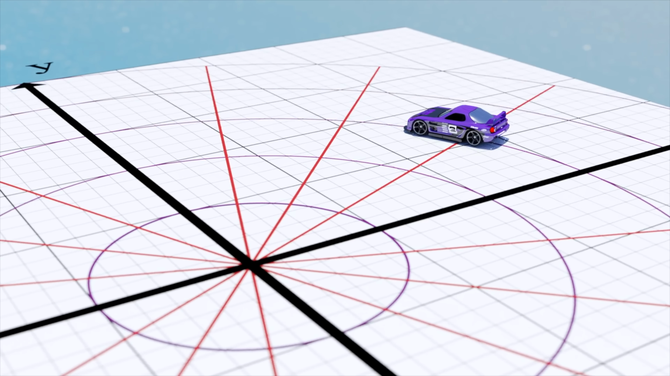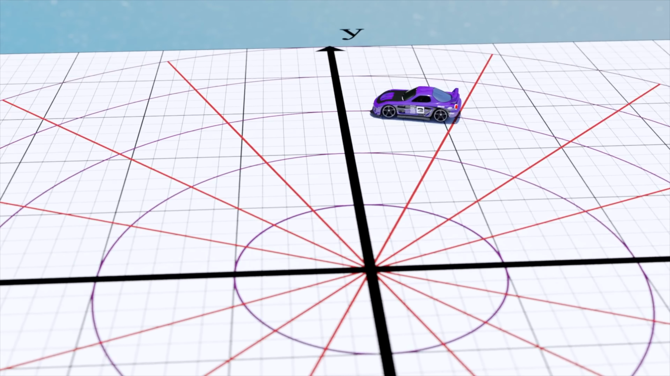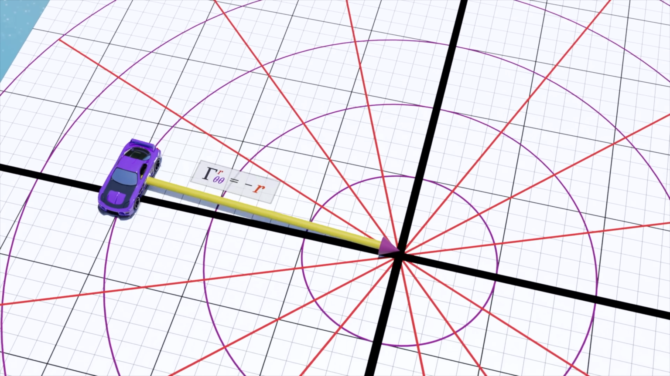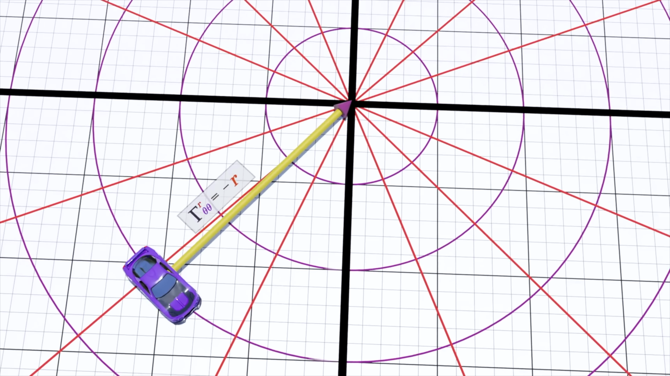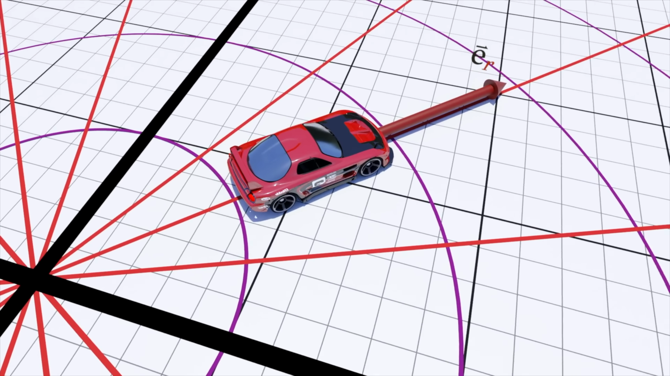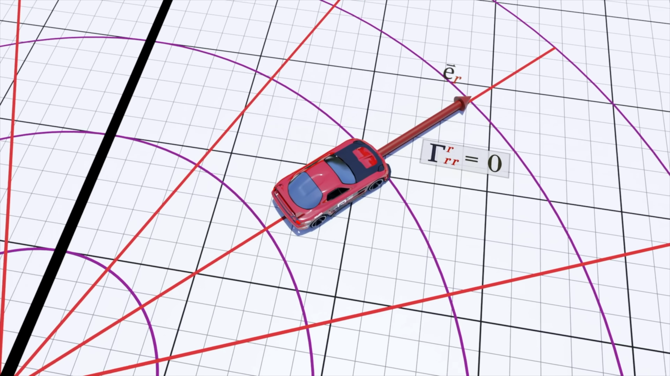Now we can note that, for a Hot Wheel traveling along a curve of constant radius, minus r is the value of its centripetal acceleration. A Hot Wheel traveling along a line of constant theta, meanwhile, experiences no change in velocity.